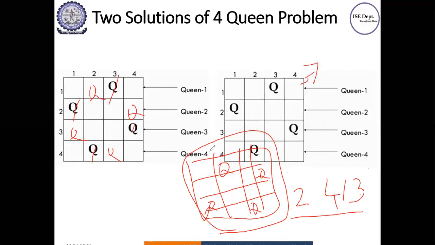The next possible solution is 3 1 4 and 2, correct? So these two are the possible solutions for a 4 queen problem, correct? So these are the two possible solutions. Am I clear?